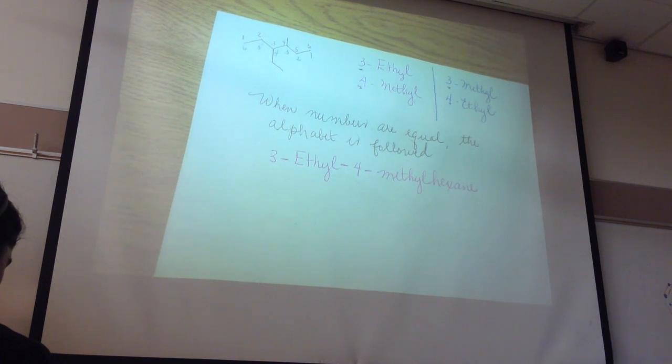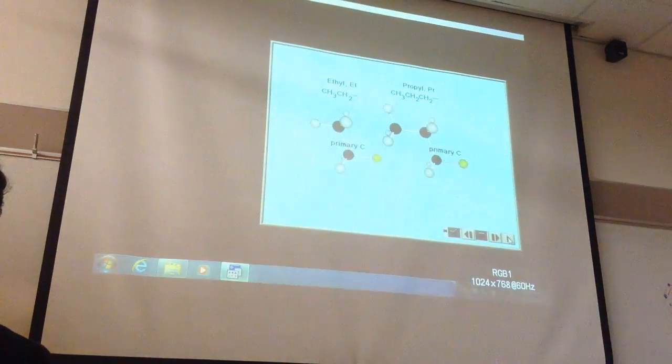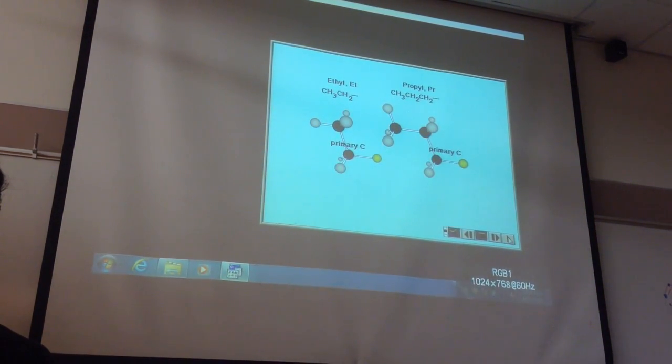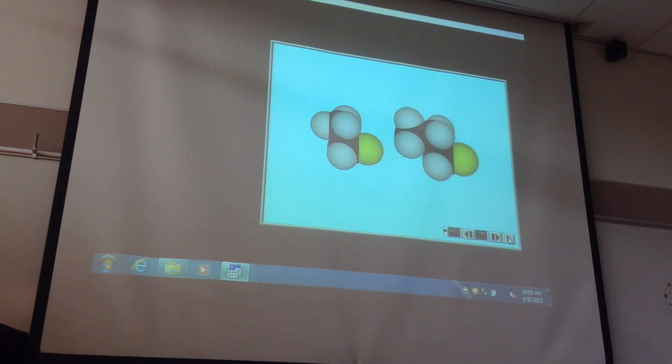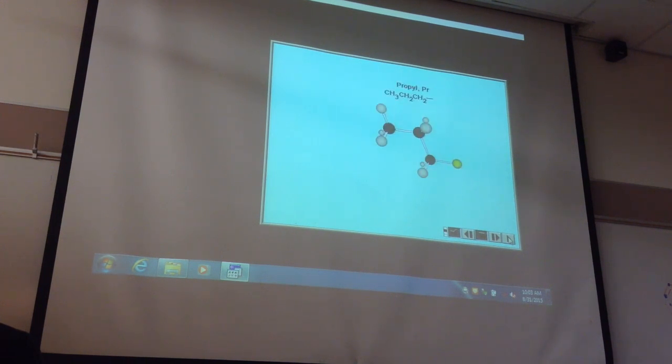I want to go back to this thing here. All right, so we have the ethyl, we have the propyl, and we see that they're all attached to that primary carbon. So in addition to that, you would have the butyl, you would have the pentyl, right? They're attached to that primary carbon. So we continue on, and they kind of look like that. If we come here, take a look at propyl. Did you see the abbreviation for propyl?